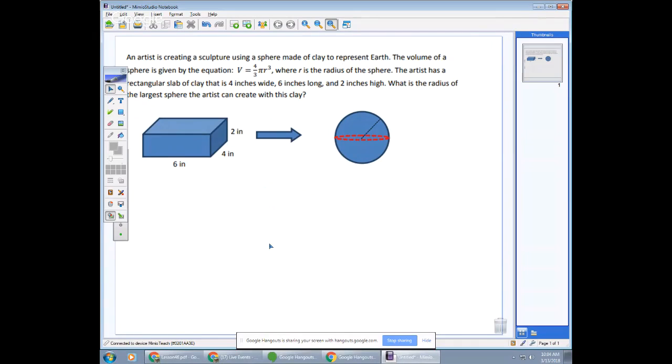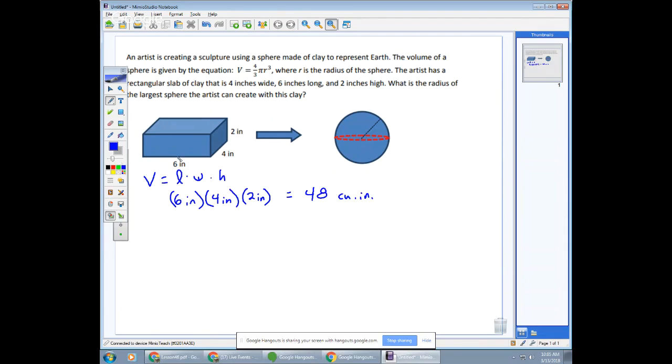So for this one right here, we got this block of clay to work with. To find the volume of a rectangle like that, it's just length times width times height. So we're going to take our 6 inches, multiply it by our 4 inches, and multiply that by the 2 inches. Altogether, 6 times 4 is 24, times 2 is 48 cubic inches.